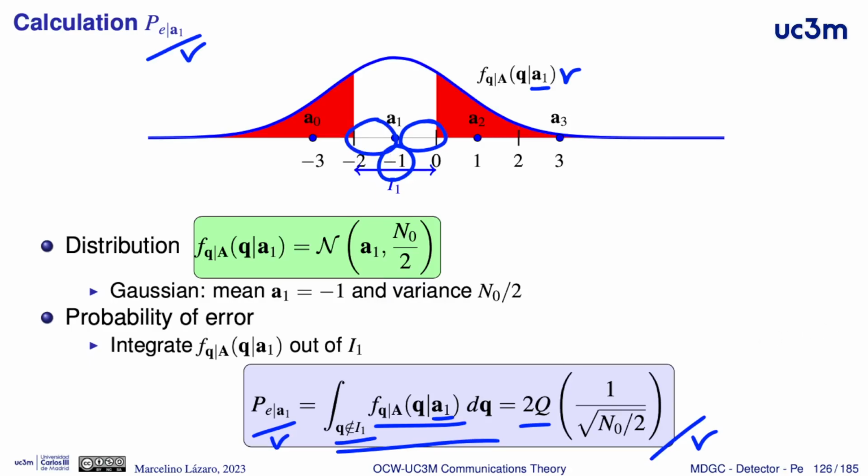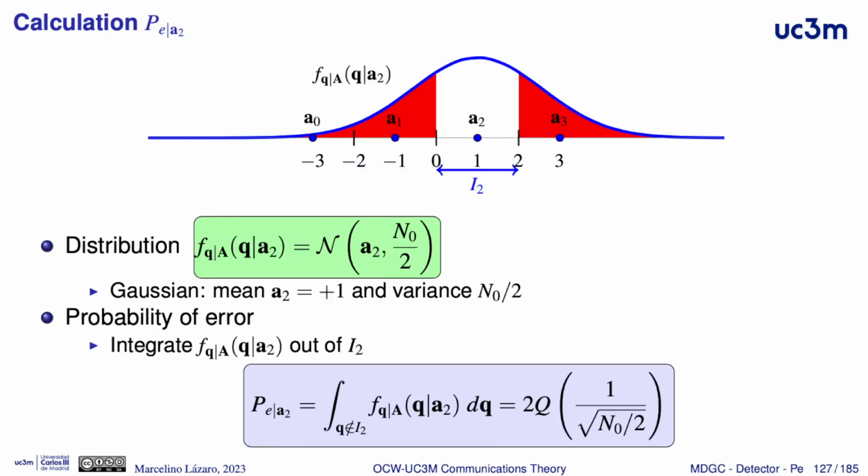And something similar, the same result, is going to be obtained for the third symbol. Now the mean of the Gaussian distribution is A2, which is 1. The decision region is from 0 to 2, but we have the 2 thresholds at distance 1 of the mean in the Gaussian distribution. Therefore, the integral is again 2 times Q of 1 divided by a square root of N0 halves.